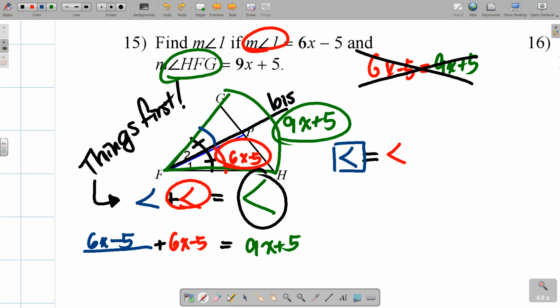Solve for x. Keep in mind, the question doesn't simply ask for x. It asks actually for the measure of angle 1 when you are done. Things before algebra. Color coding, very helpful. Pause the video, finish both of these, check your work.